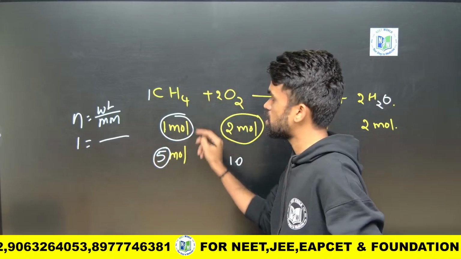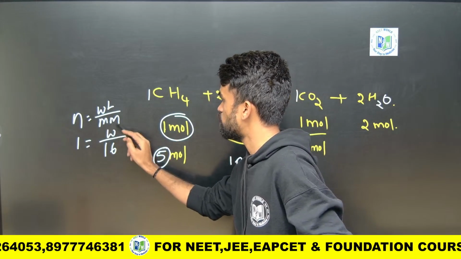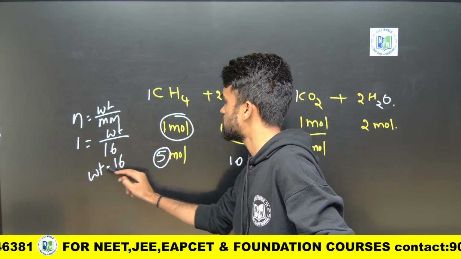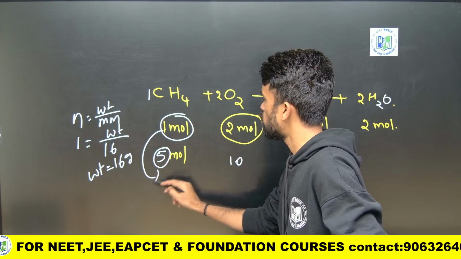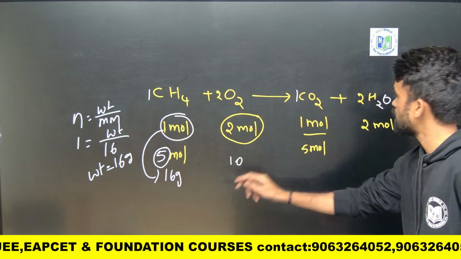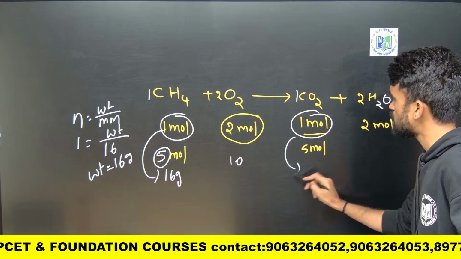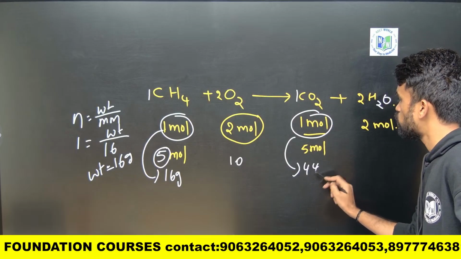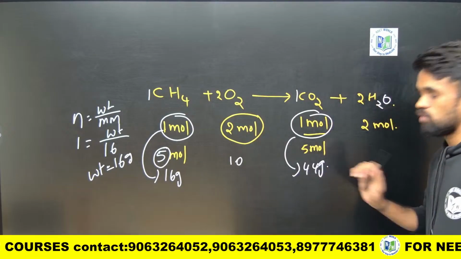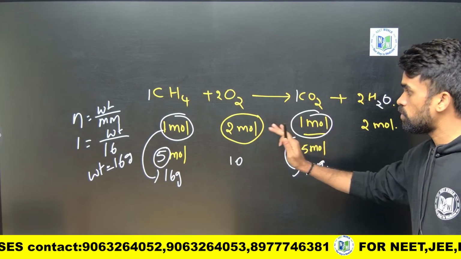So number of moles is given as 1. What is the molar mass of methane? 16. So what is the weight? 1 into 16, that is 16 grams. Instead of saying 1 mole, I can say 16 grams. 16 grams of methane reacting to form, instead of 1 mole of CO2, 44 grams of CO2. Hope it is clear. 16 grams forming 44 grams of CO2 during the reaction.